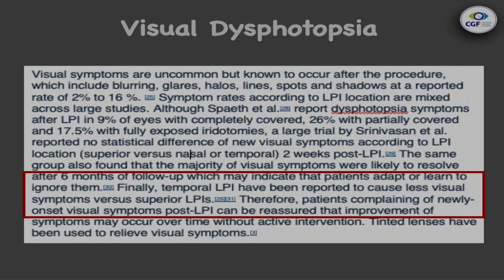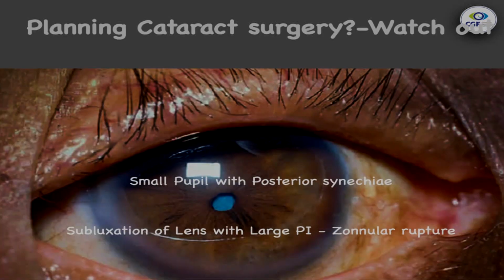As I mentioned, these photopsias are pretty common when you have it in the superior area. In the other areas, the incidence of dysphotopsias is very, very low. When you're planning for cataract surgery in angle closure disease, many times I would avoid doing a PI if you are going to do the cataract surgery within the first 6 months. The moment you do the cataract surgery, everything settles down.